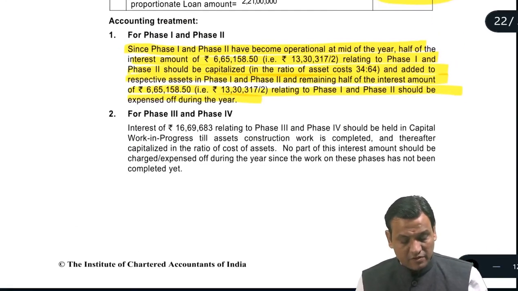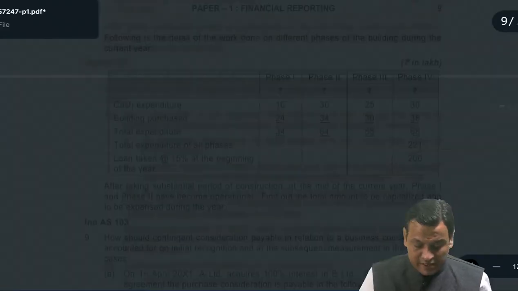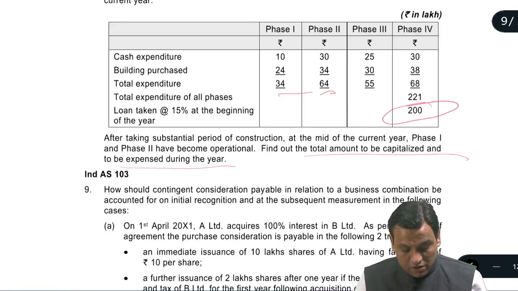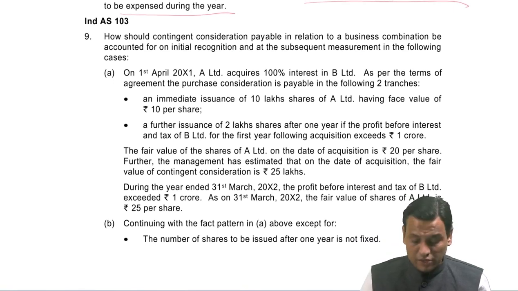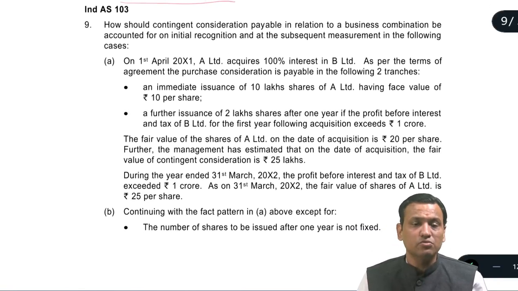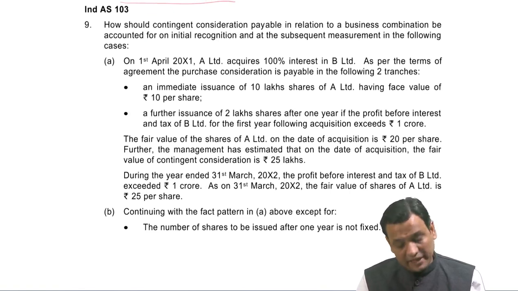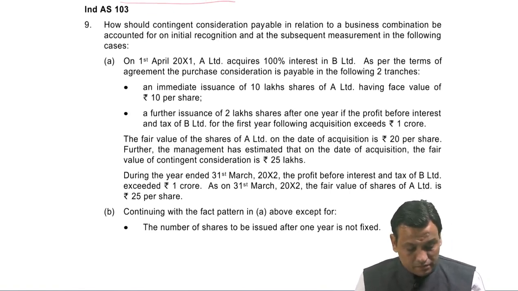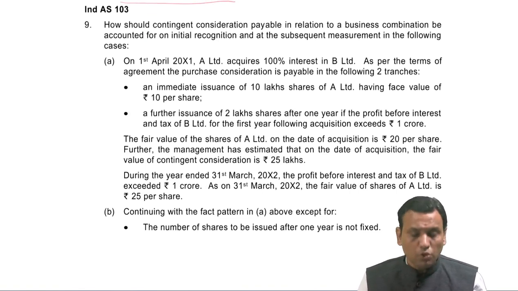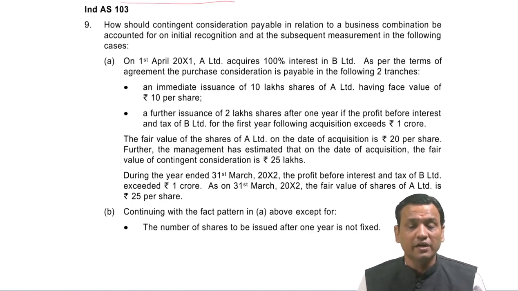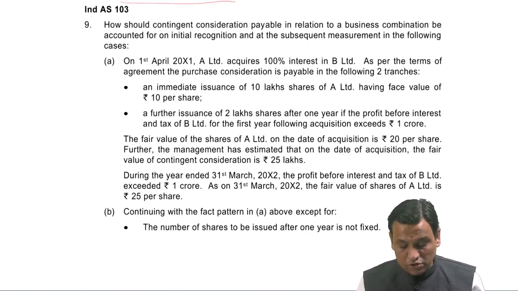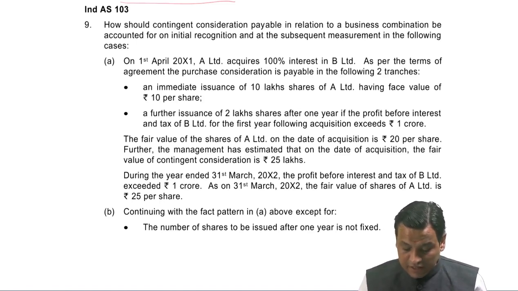Very simple stuff. Now friends, after completing Ind AS 23, let us now move on to another question pertaining to Ind AS 103. But I don't think I need to discuss this because the same question is already done in our textbook, friends, in classwork I can say. How should contingent consideration payable in relation to a business combination be accounted for on initial recognition and subsequent measurement in the following cases? On 1st April 2001, A Limited acquired 100% interest in B Limited.